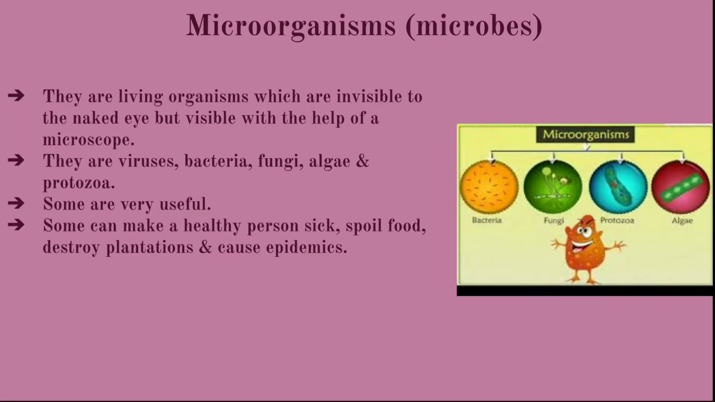Next, we come to microorganisms, or we can call them microbes. Microbes are living organisms which are invisible to the naked eye, but they are visible with the help of a microscope. There are five types: virus, bacteria, fungi, algae and protozoa. Some are very useful. Some are very dangerous. They can make a healthy person sick, spoil the food, destroy plantations, and cause epidemics.